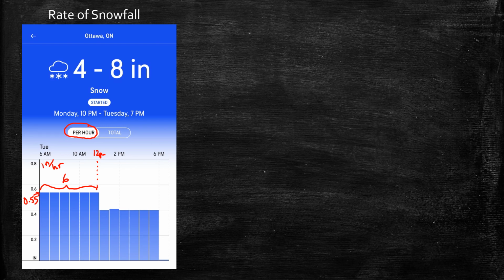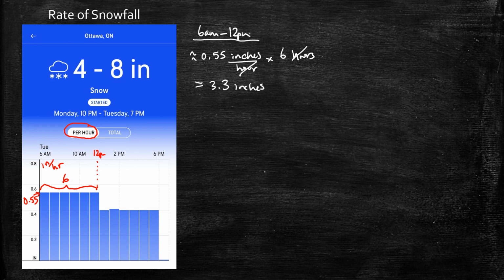Well, let's just look at 6 a.m. to 12 p.m. If we work out the area, it's a rectangle, and we'll say the height of the rectangle, the units are inches per hour, and the width of the rectangle is 6 of these hours. The hours cancel, and if you calculated that, that would be 3.3 inches. So what exactly does that mean, 3.3 inches? Is that how much snow had fallen by 12 p.m.?